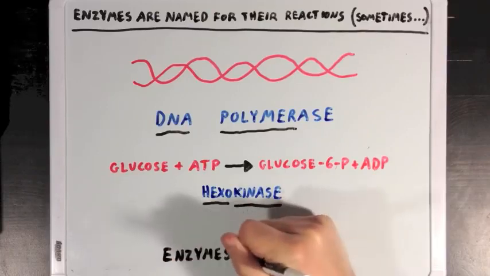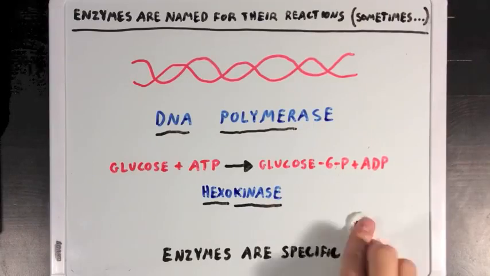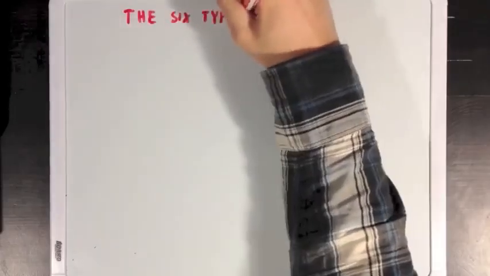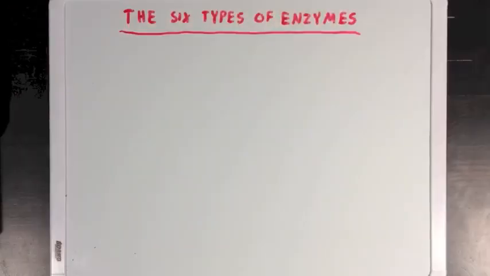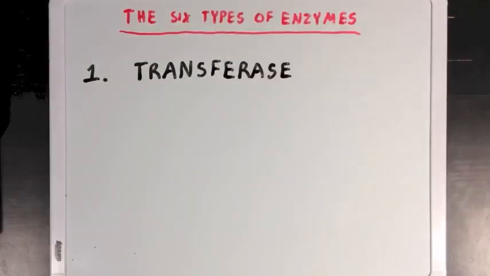Now, generally, every enzyme has a very specific name that gives insight into the specific reaction that that enzyme can catalyze. So we can actually divide most enzymes into 6 different categories, based off the kinds of reactions that they catalyze. Now, our first group is the transferase group.